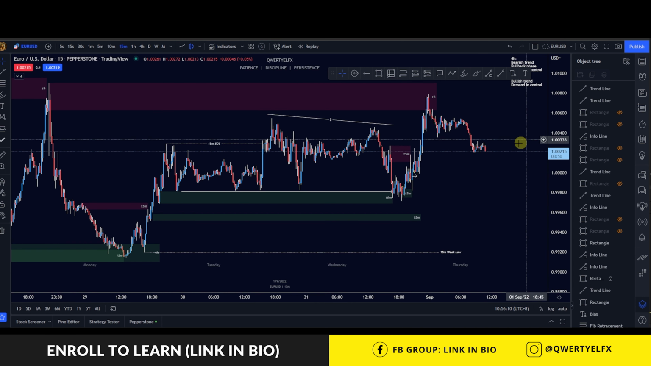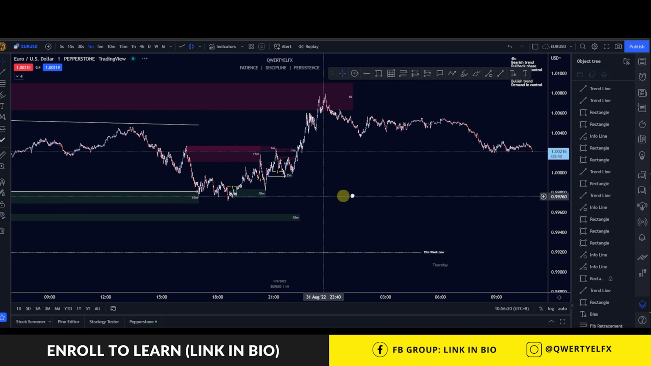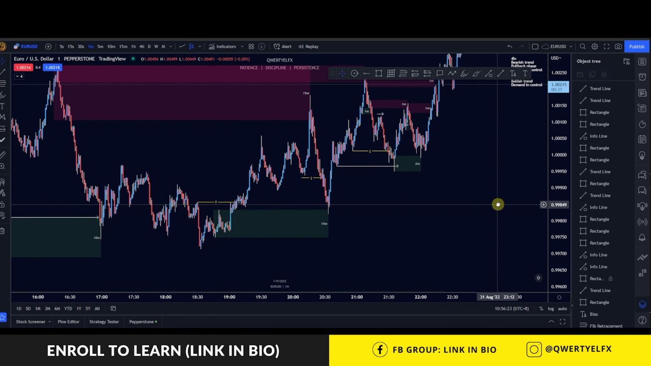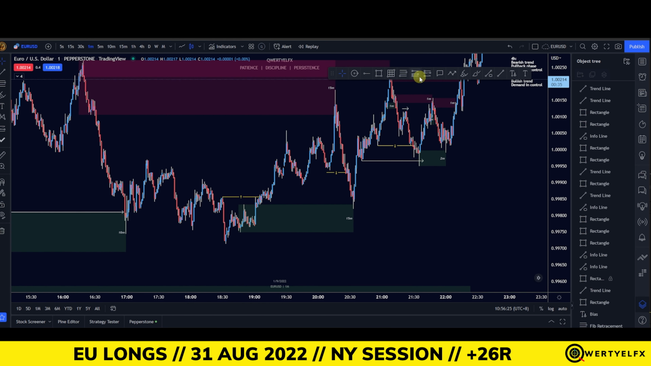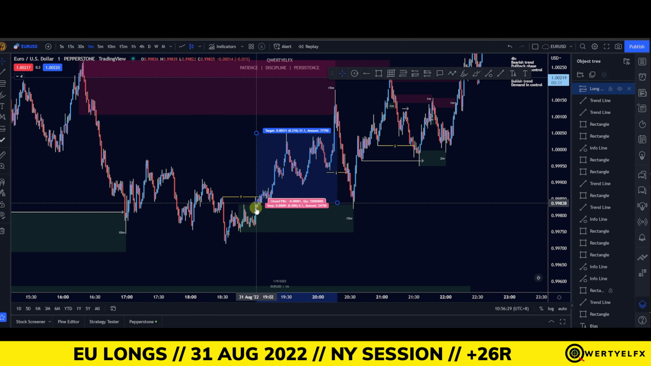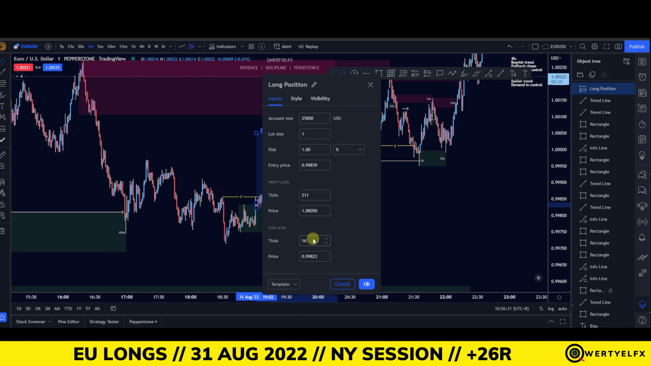So I'll explain the longs first and how you could have caught them, and then after that I'll explain my mistakes at the end of the video. Over here, once price hits this 10-minute demand zone, you can then drop down to the 1 minute. Depending on your trading plan, your first entry could have been taken over at this zone over here for a 3 pip stop loss. So I'll zoom in for you.